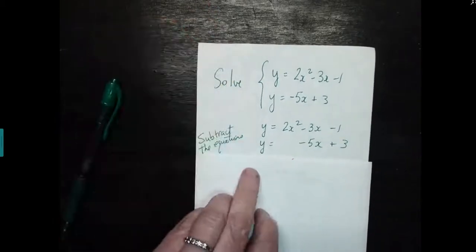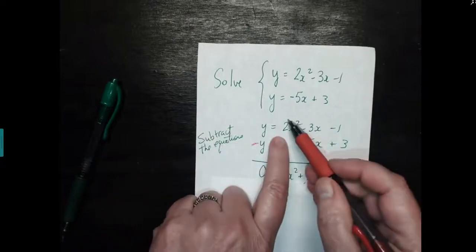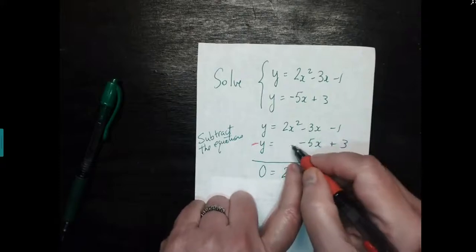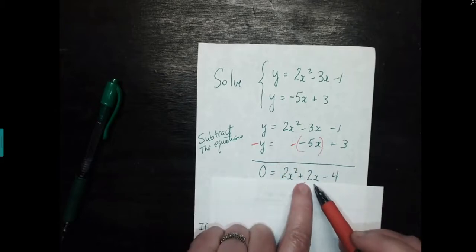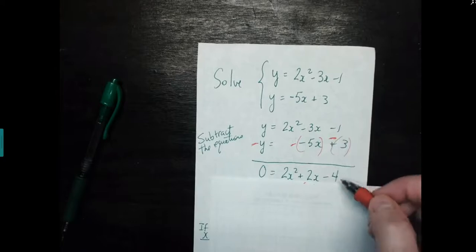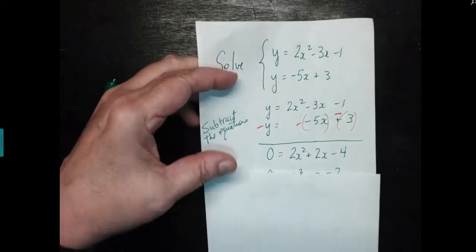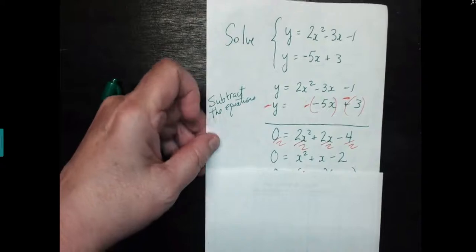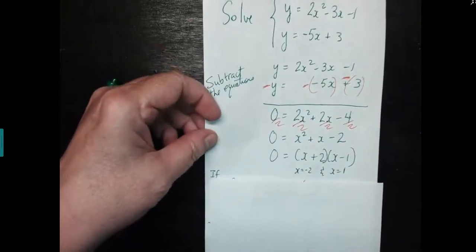Let's subtract these equations. So I'll have y minus y, which will give me 0. I'll have 2x squared minus nothing there, so I get 2x squared. I'll have negative 3x minus negative 5x, so negative 3x plus 5x, which gives me 2x. And then I'll have negative 1 minus 3, which will give me negative 4. Now notice there that every term is divisible by 2. So I'm just going to divide 2 out of everything. And that's going to leave me with this, which is easy to factor. And so the solutions to this are x is negative 2 and x is 1.